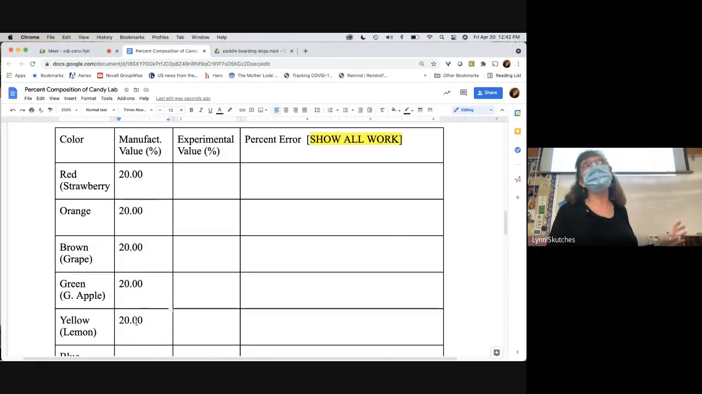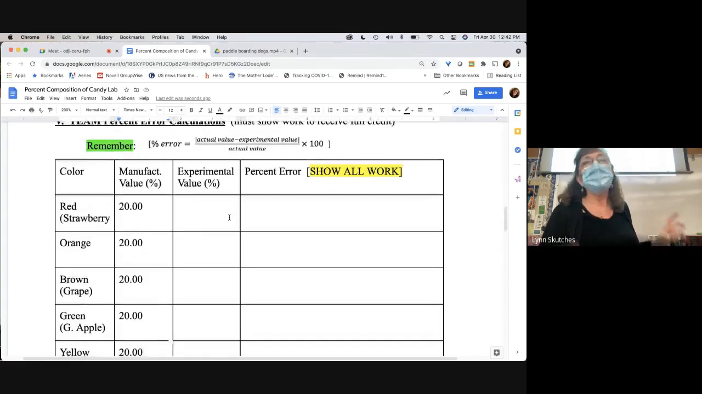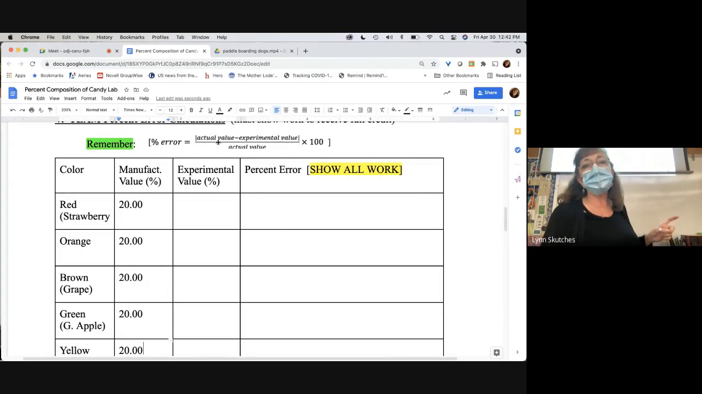I can just about 99.99999% guarantee that you will not get 20%. One person today has gotten that for one color. So we'll see if that happens in here. And you can't eat them to make the percent work out. That's cheating.